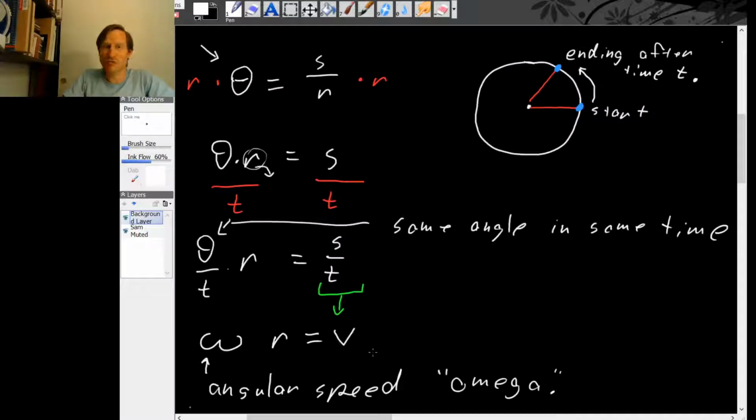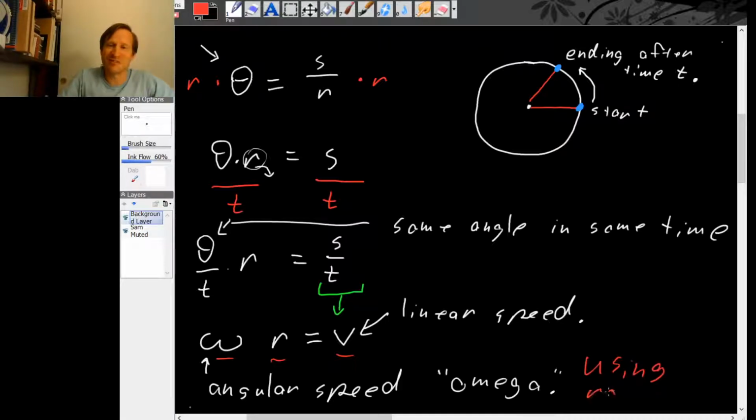So if you're using radians, this v is called linear speed, since it's speed in a particular direction. So if you're using radians to measure your angle, then linear speed is the radius times the angular speed. And again, I emphasize, for this to work, you must be using radians. That's one reason radians are good. Okay, so let's see how we can use this.